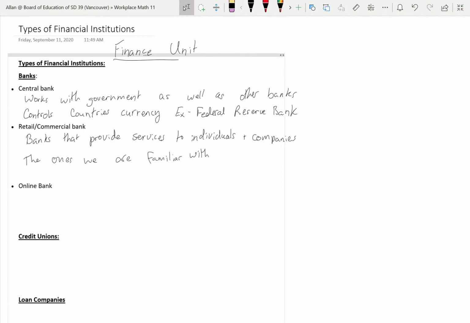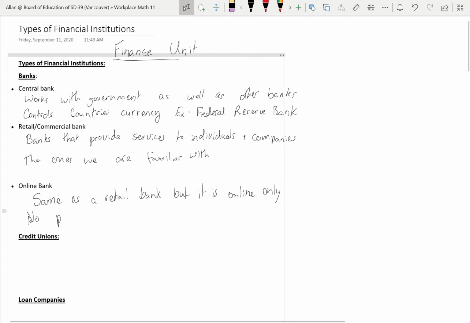So if you were to immediately think of CIBC or TD or BMO, these are all retail commercial banks. There's some banks that you probably haven't heard of that are more on the commercial side. So some deal with individuals and companies, some deal with just individuals, and some deal with just companies. And then finally, there is what's called an online bank. This is something that's fairly new. It is the same as a retail bank, but it is online only. So there's no physical store or no physical bank.